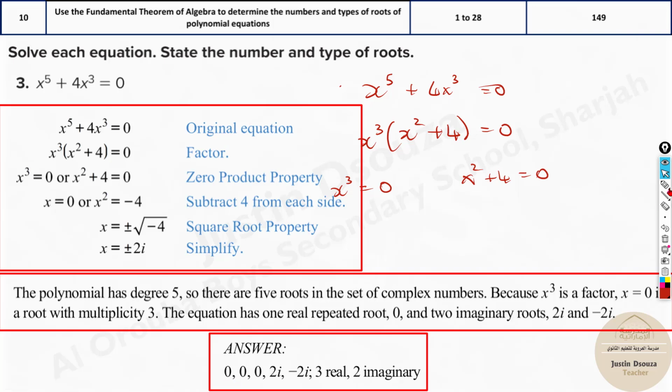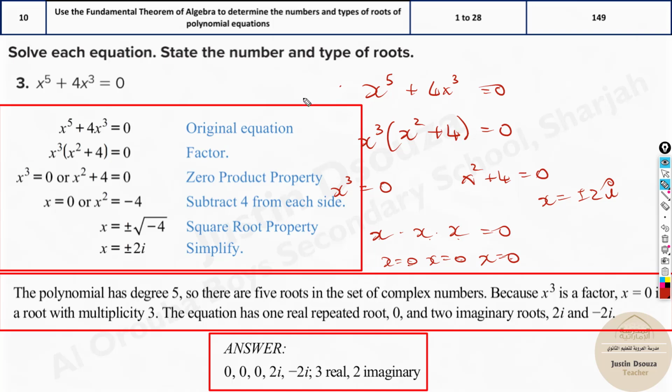Okay, they're asking you to write like this. It's very important to write like this then. You know the x cube is 0, right? What does this mean? x multiplied by x multiplied by x is 0. So there are how many 0 roots? 1, 2, 3. So the solution will have x is equal to 0, x is equal to 0, x is equal to 0, and over here we got x is equal to plus or minus 2i, right? So we write all this: 0, 0, 0, 2i, minus 2i.